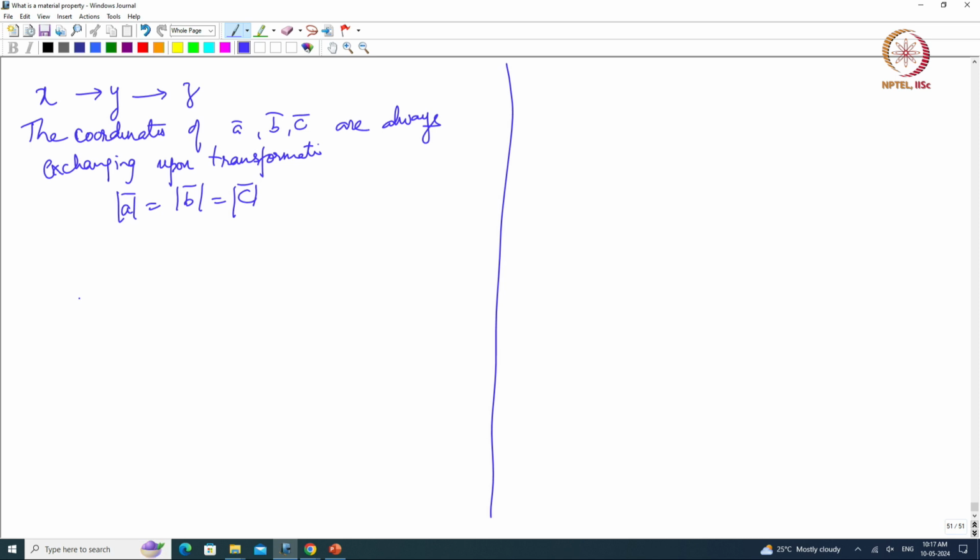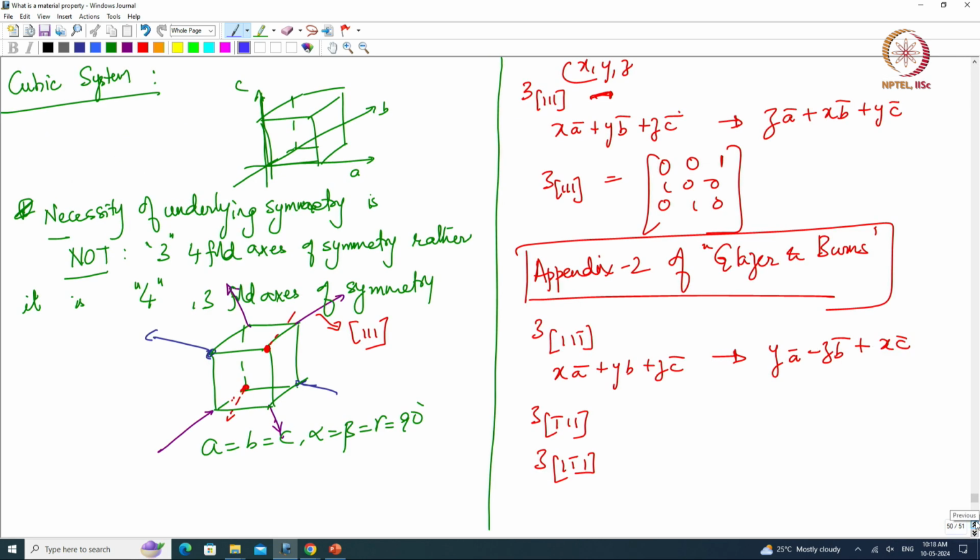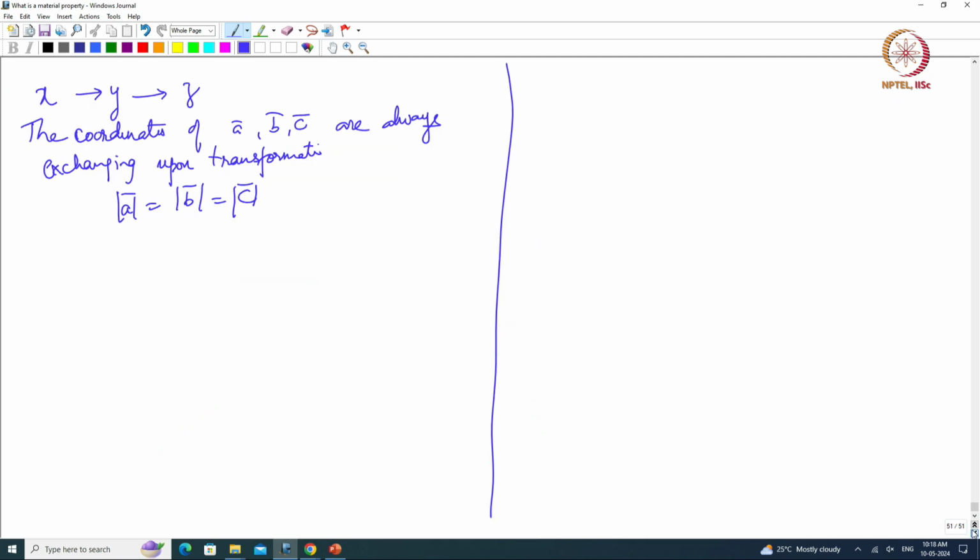Also, we have a change in sign, right. So, for example, if mod a equal to mod b equal to mod c, then I can just take dot products wherever a and b get exchanged, right. So, mod a equal to mod b equal to mod c, but when there is a sign exchange, I can take these dot products and actually show that alpha equal to beta equal to gamma equal to 90 degrees, right. But these constraints are actually coming only because I have threefold axes of symmetry about the body diagonals.